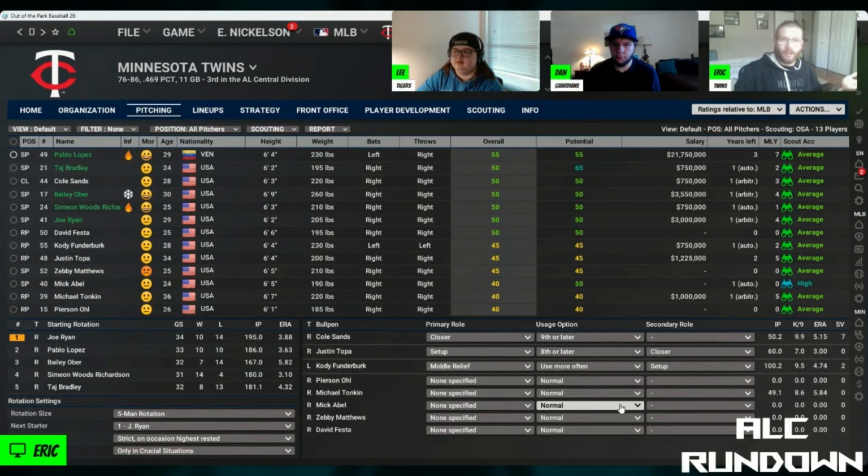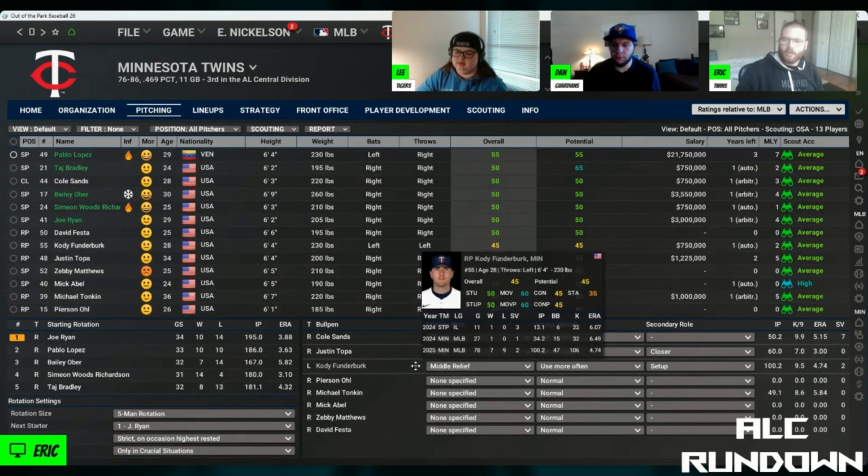But if he struggles, well, let's just see what Zebby can do, who can throw 100 miles an hour. What can he do if he's just throwing for 2? Can he be the new Duran that throws 104 and it doesn't matter? His fastball now becomes elite because it's 104? We'll see. The bullpen they have to figure out, though.